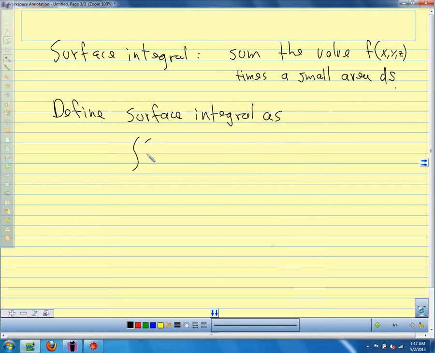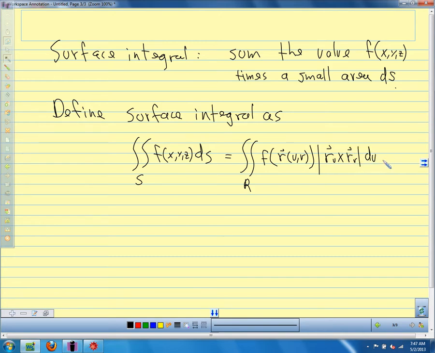As the double integral over our surface of f of x, y, z ds. The other way we can express this, if we have our surface expressed parametrically, is the double integral over R of f of r of u and v. So we express our function in terms of the parameters, times the magnitude of r sub u cross r sub v, du dv.